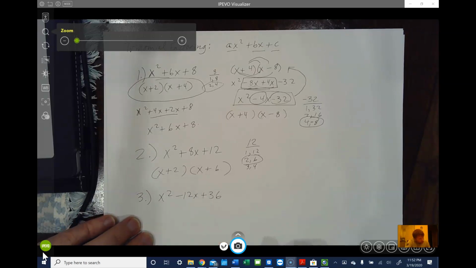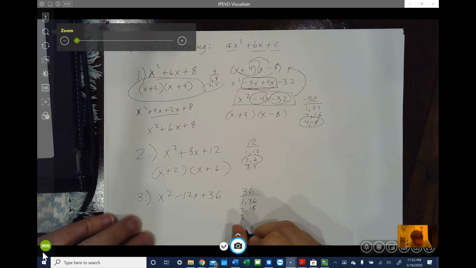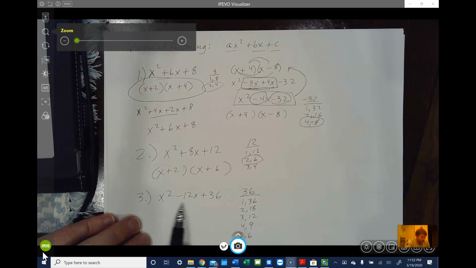Let's try this one. Again, pause it and see if you can do it. Alright, let's do 36. That'd be 1 and 36, 2 and 18, 3 and 12, 4 and 9, 6 and 6. So which one of these could possibly add to get negative 12?